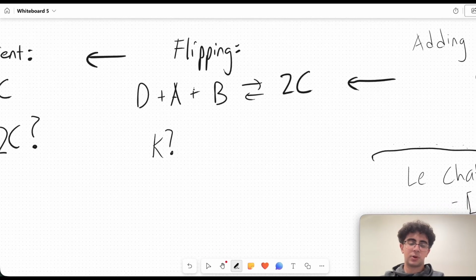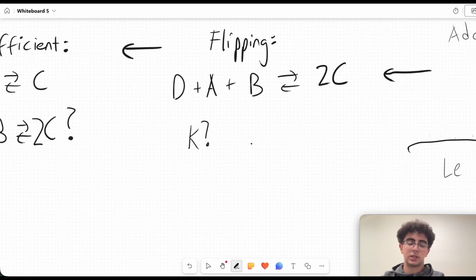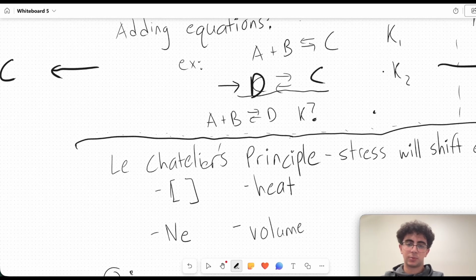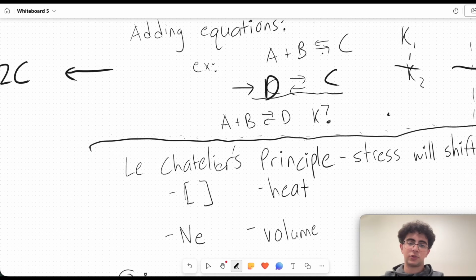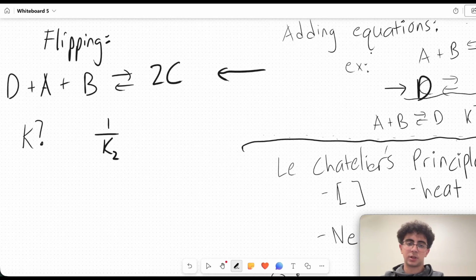So to flip a reaction, to flip the second one, K2, instead of using K2 as its equilibrium, we're going to use 1 over K2. That allows us to flip a reaction. So 1 over K2 is going to be the equilibrium of this flipped reaction. And now we can just add them as we did last time by multiplying this 1 over K2 times K1.